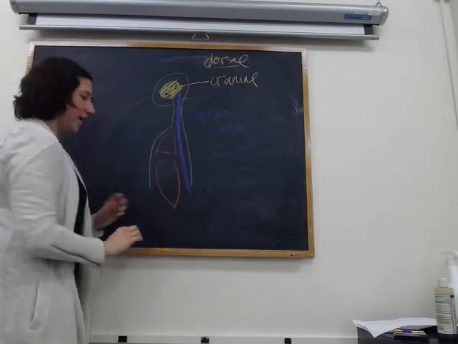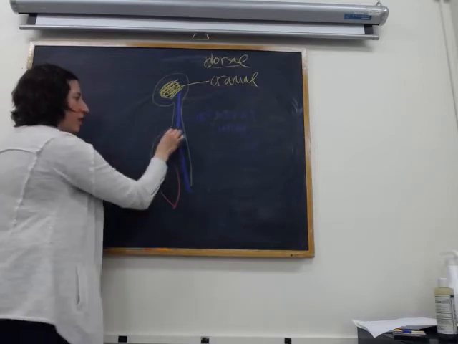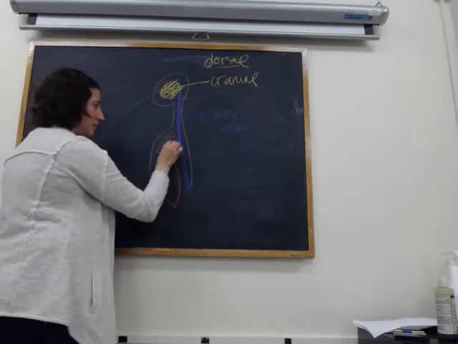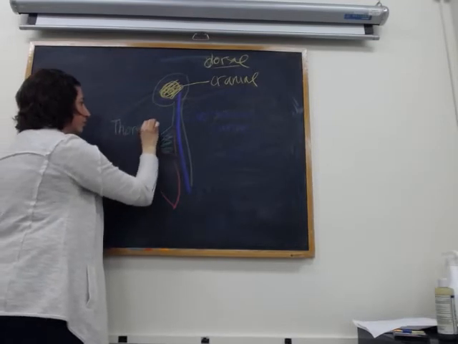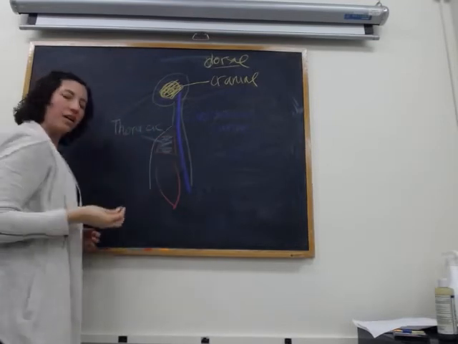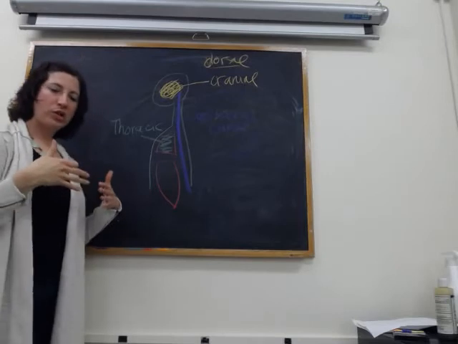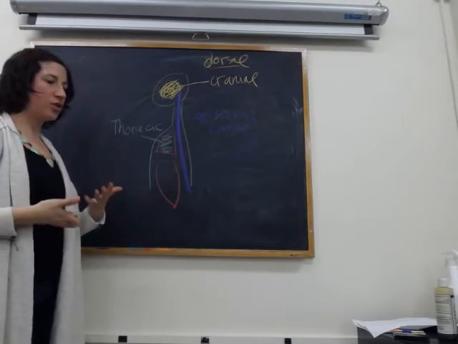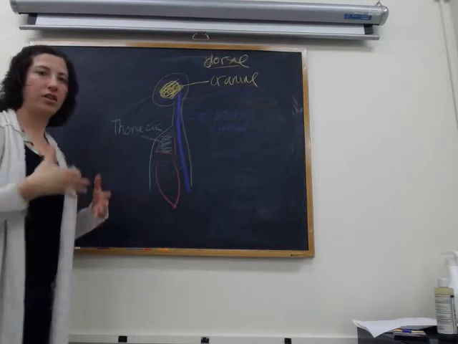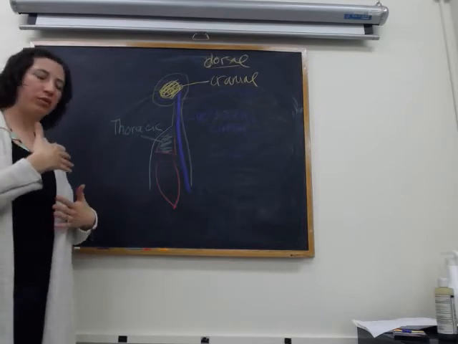Our next cavity is the thoracic cavity. This cavity is formed by your rib cage and your diaphragm. It's going to house the heart and the lungs. So our thoracic cavity, this upper region of our body.